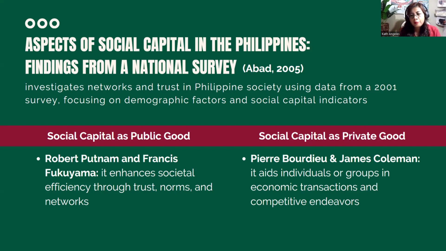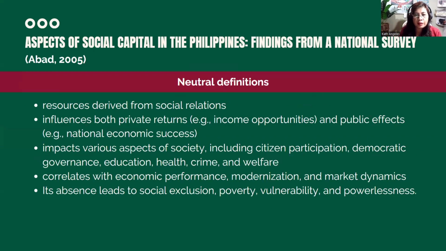On the other hand, Pierre Bourdieu and James Coleman believe that it is for private good as it aids individuals or groups in economic transactions and competitive endeavors. Now, there are also neutral definitions presented in the paper. But to summarize, it is believed that social capital are resources derived from social relations. This is also how it is being defined in the paper by Salmon et al. They also believe that it influences both private returns and public effects.